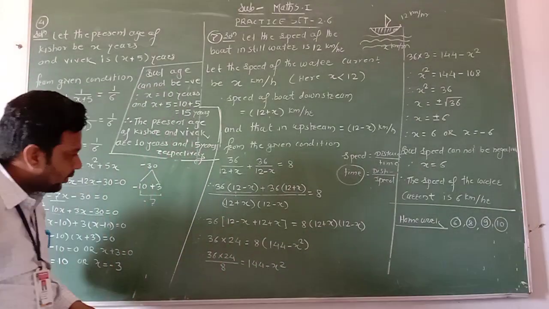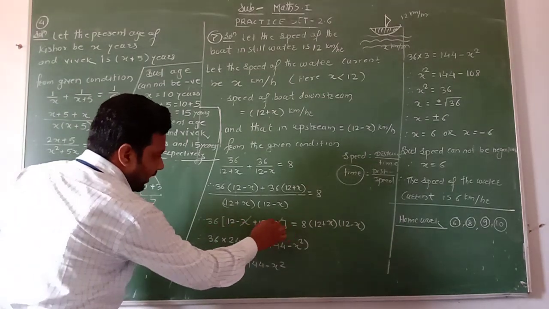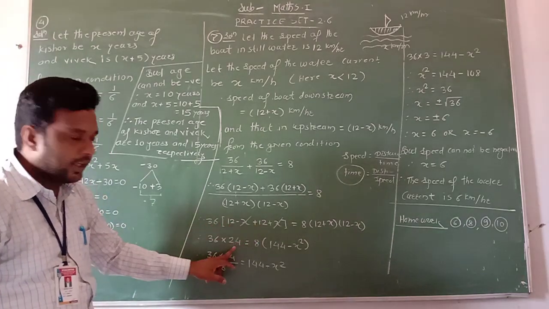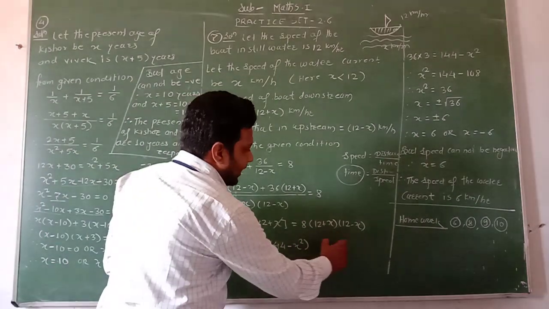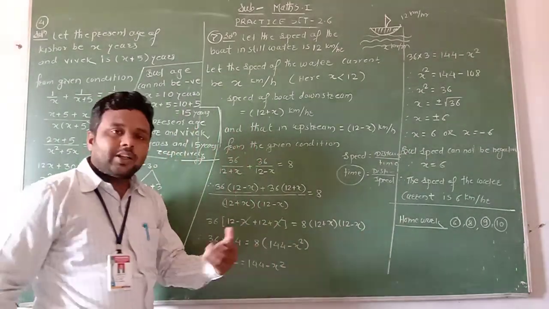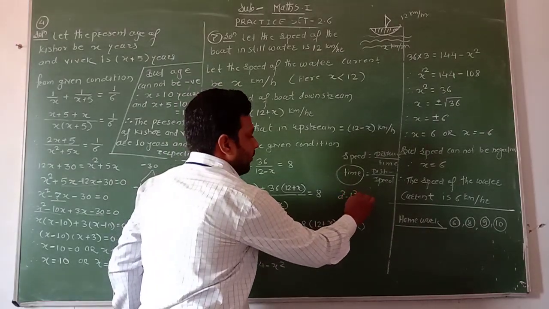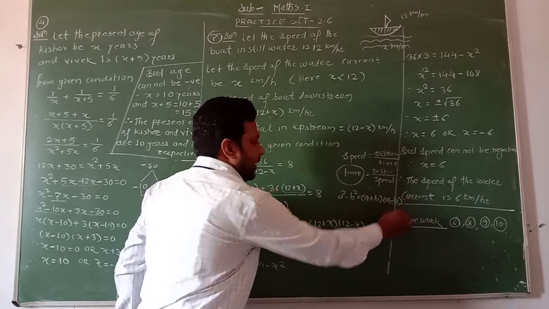Okay, now here we do the calculation. Now in the bracket there is minus x and plus x, we will cancel. What is remaining? 36 into (12 plus 12), that is 24, is equal to 8 into (12 plus x)(12 minus x). Now here, 12 plus x and 12 minus x. Remember the identity, a square minus b square. In the first bracket we write a plus b, in the other bracket we write a minus b.